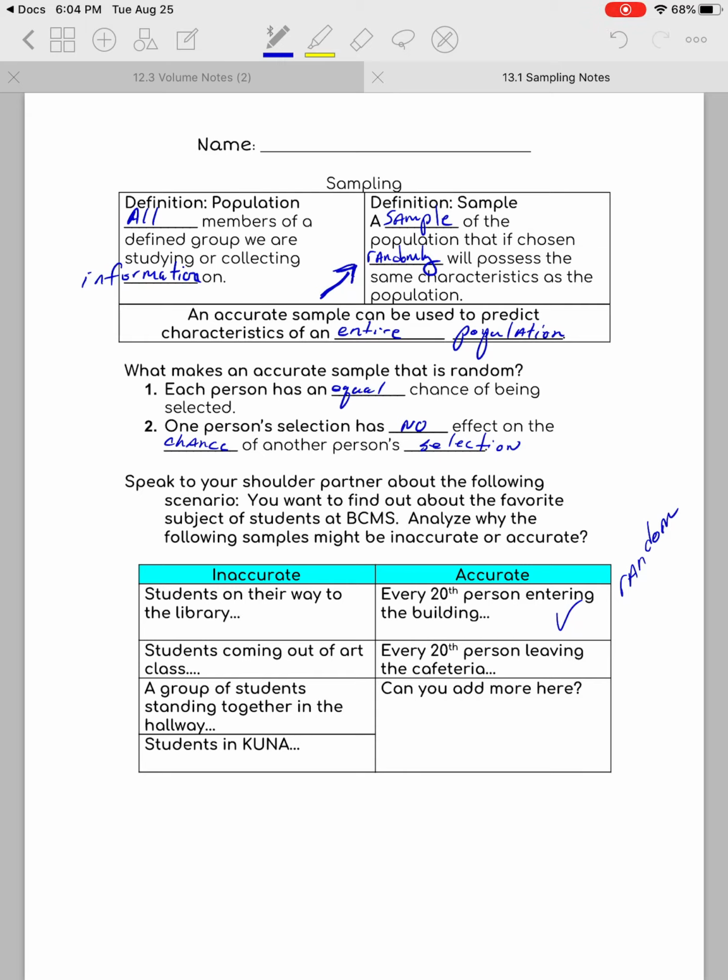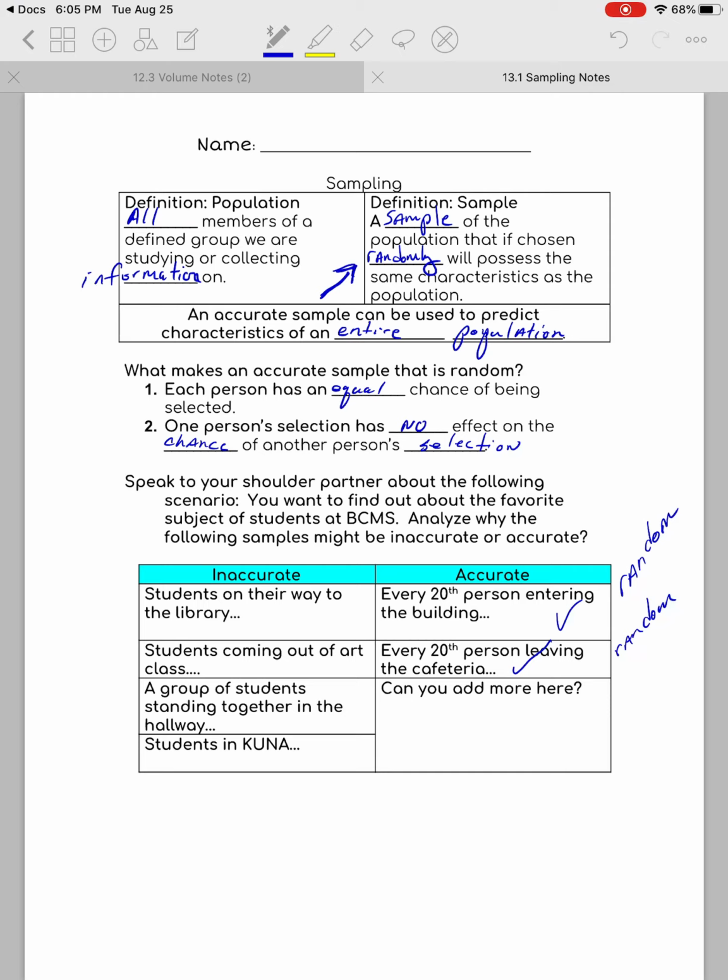How about students coming out of art class? Why would that be inaccurate? Most oftentimes this is inaccurate because art class is an elective type class. So more often than not, kids choose to be there because it's one of their favorite classes. So this could misconstrue the data. Every 20th person leaving the cafeteria, that is under the accurate title because, again, it's random and a good sample of the population.